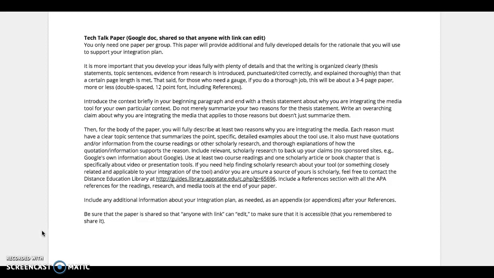You'll end with, overall, this is why this works, why this integration would be a good idea, essentially your conclusion paragraph. You're going to include here also any integration plan information that you would need as an appendix. So if you have a timeline, for instance, and you want to have a written version of that, feel free to include it here. You're going to share that paper. Anyone with the link can edit, and make sure that it's accessible. So you're going to share it in your Tech Talk, in your Flipgrid videos, but also you're going to share it online as well. So this is just a very detailed rationale for why you're integrating it, and it goes along with your videos too.